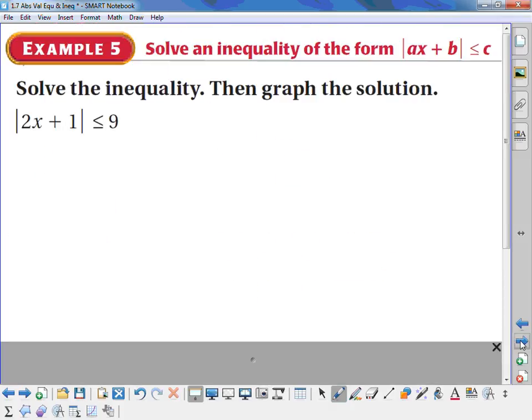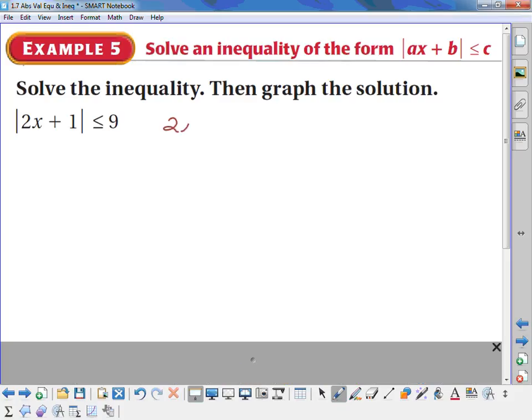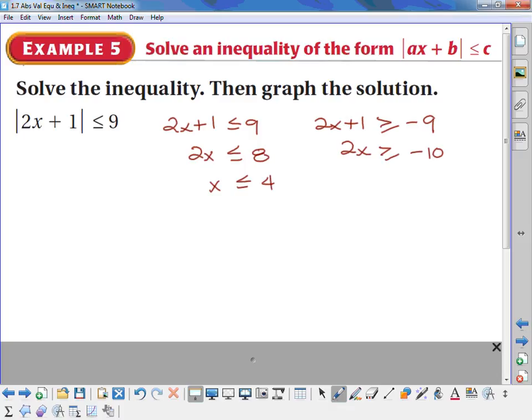Now I've got the absolute value of 2x plus 1 is less than or equal to 9. So again, I'm going to write my two cases. So 2x plus 1 is less than or equal to 9. 2x plus 1 is greater than or equal to negative 9. So if I subtract the 1, 2x is less than or equal to 8. 2x is greater than or equal to negative 10. And then divide by 2. x is less than or equal to 4. x is greater than or equal to negative 5.